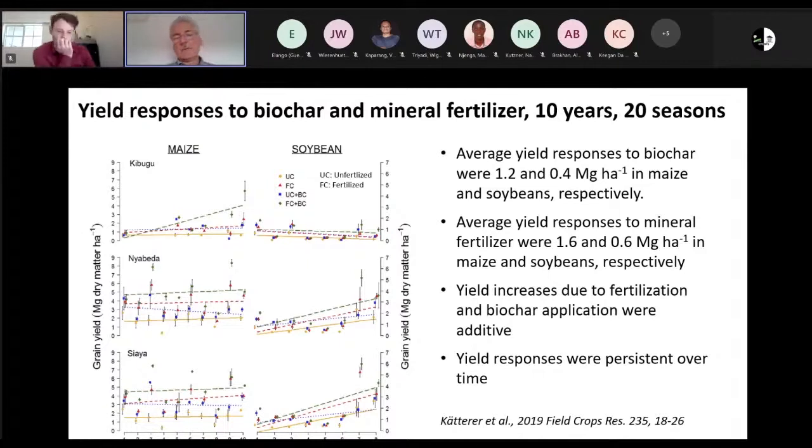The yield increases due to fertilization and biochar were additive. So if you have the biochar plus the fertilizer, you get 1.2 plus 1.6 makes 2.8 tons. So there was no interaction between the biochar and the fertilizer in this trial. And the yield responses were persistent over time. The one-time application caused yield responses during the whole 10-year period.